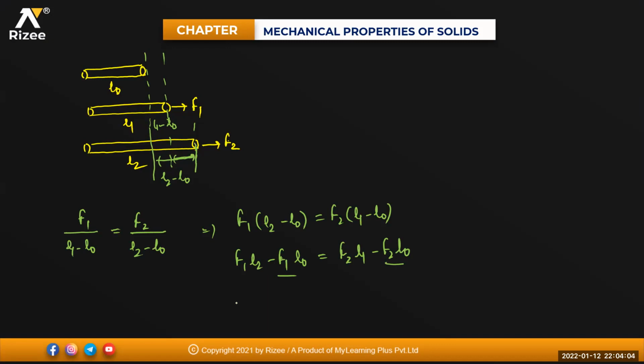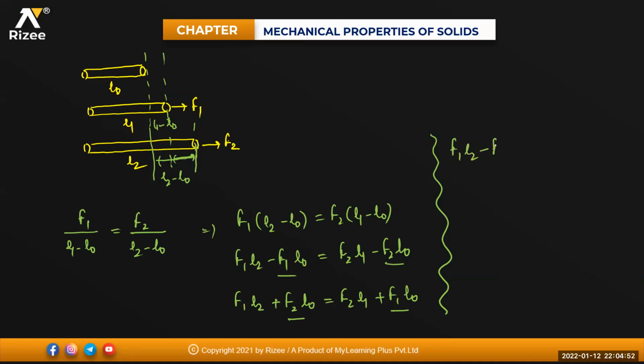So say for example, this is F1 into L2 plus F2 into L0 is equal to F2 into L1 plus F1 into L0. Done, beta. If I still further simplify this one, I can write the value of L0. All L0 terms you can take on one side, beta. In F1 and F2, which one will be more, beta? F2 will be more, na? So I can write here F1 into L2 minus F2 into L0 is equal to F1 into L0 minus F2 into L0.